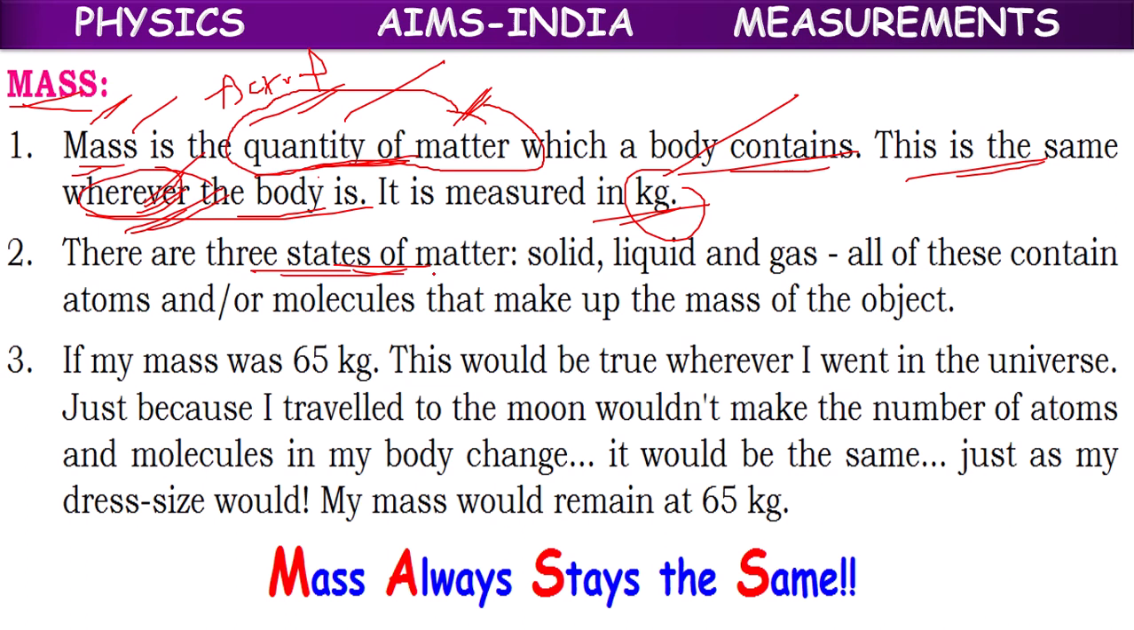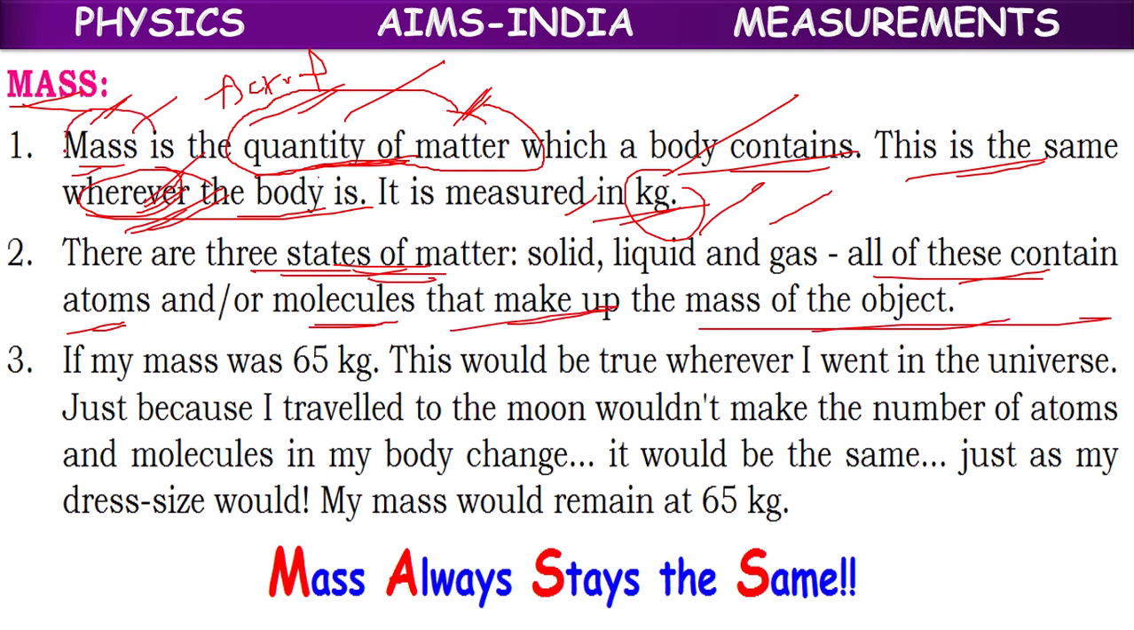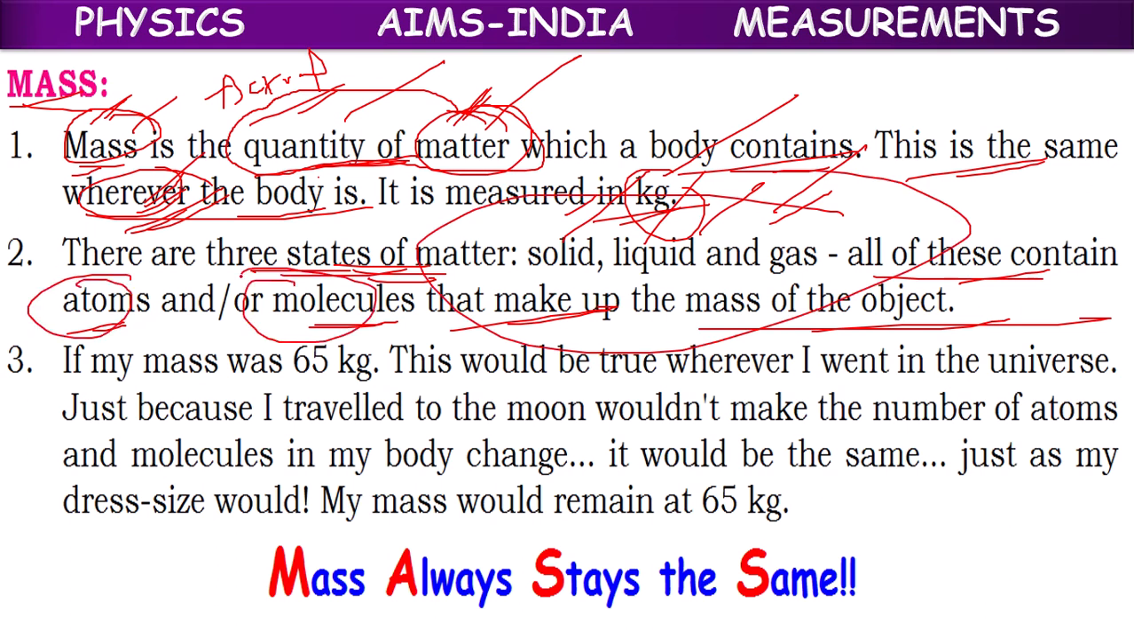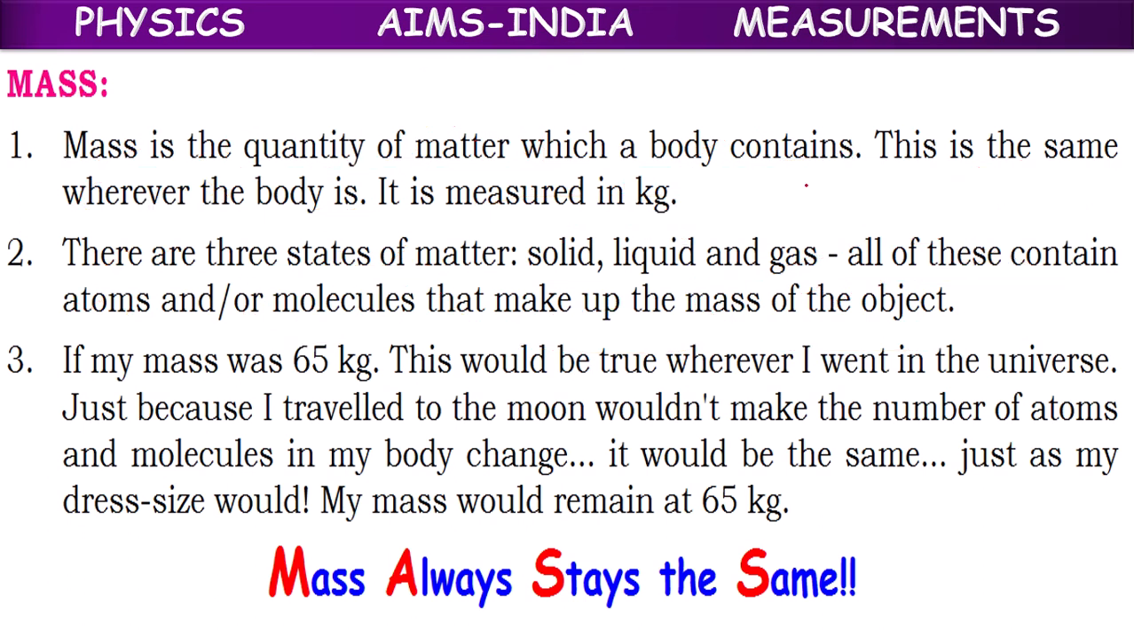There are three states of matter: solid, liquid, gas. All of these contain atoms and molecules that make up the mass of the object. So the mass of the object is because of matter. What is matter? It may be in the form of solid, liquid, gases. What do they contain? They contain atoms or molecules: hydrogen atoms, oxygen atoms, water molecules, air molecules, like that. These atoms and molecules make up the mass of the object.